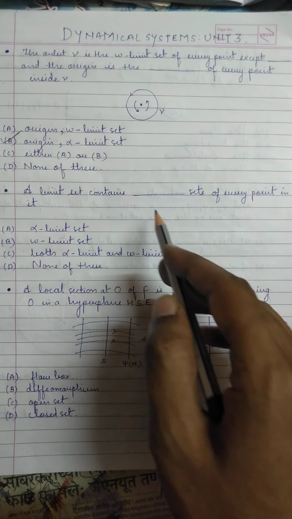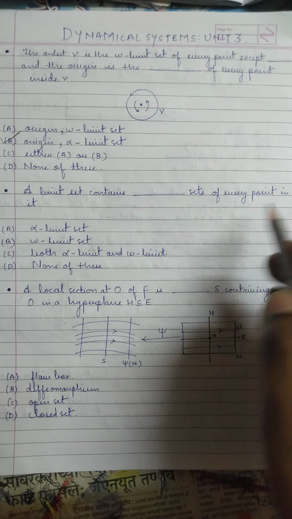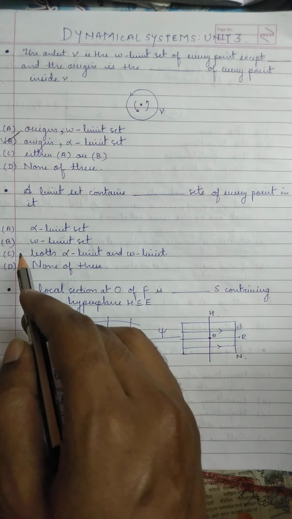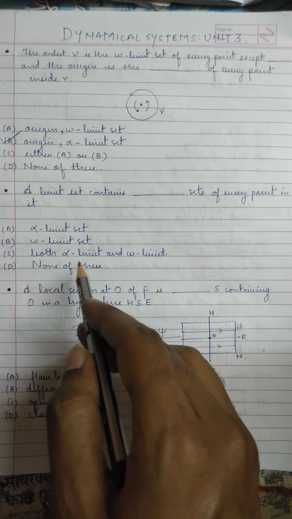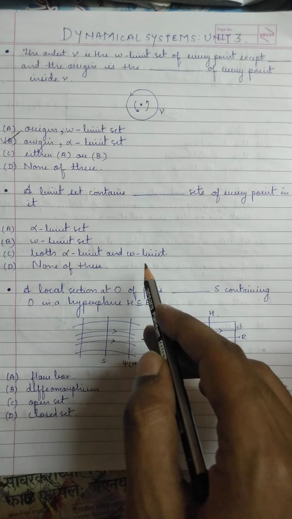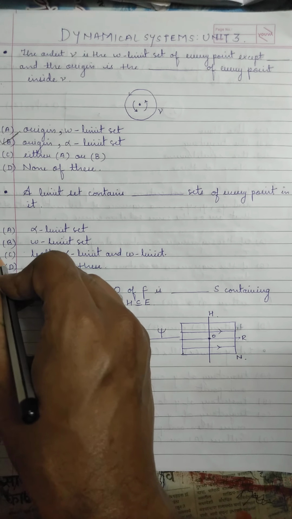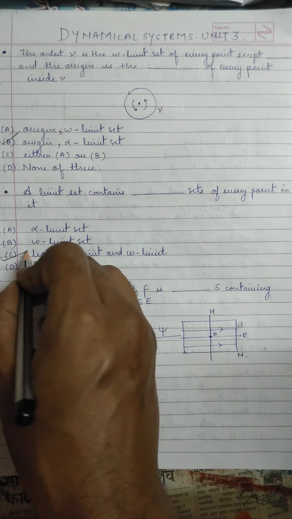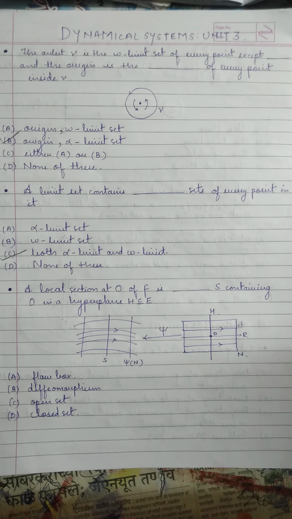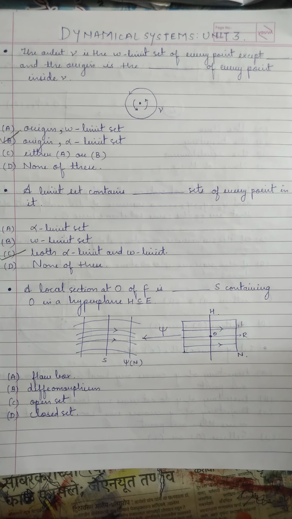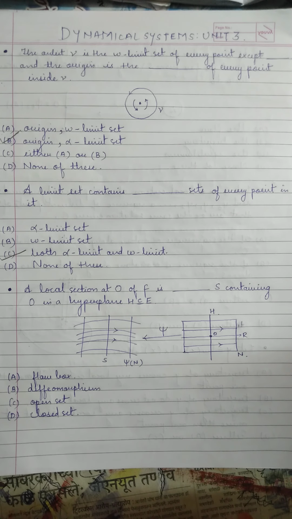Next, a limit set contains dash set of every point in it. Alpha limit set, omega limit set, both alpha limit and omega limit sets, and none of these. So the correct option is both alpha limit set and omega limit set. We know that a closed invariant set, in particular a limit set, contains the alpha limit and omega limit sets of every point in it. These two were concerned with the limit set section.